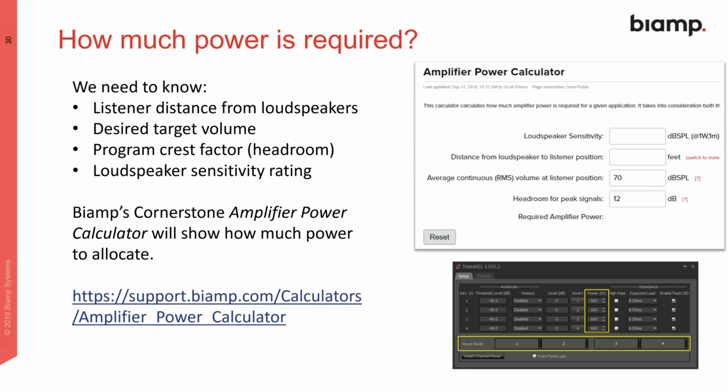At support.biamp.com, we have a calculator, the Amplifier Power calculator, which is really handy because you can just type these numbers in and it'll give you the required amplifier power and RMS and peak as an output value. So this will tell you how to set your power bank. So we can grab a browser here and take a quick look at this.